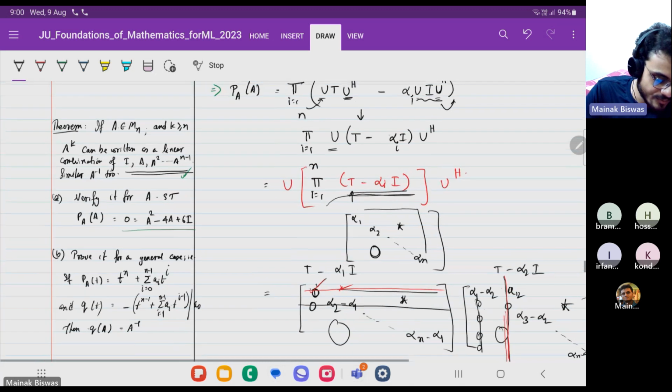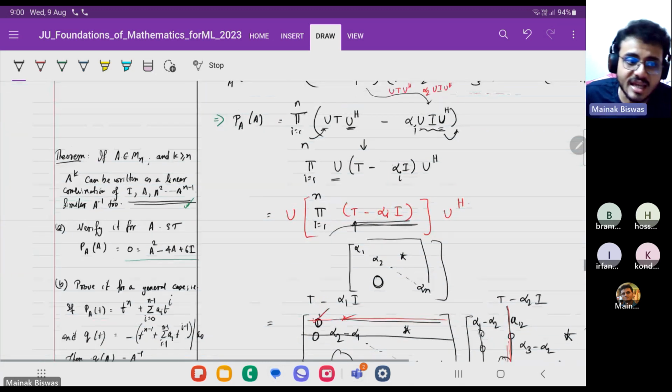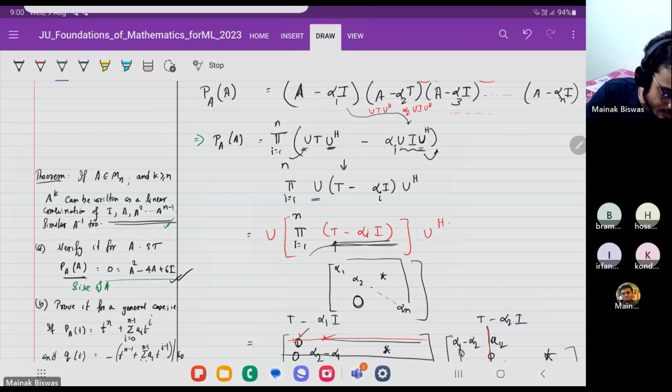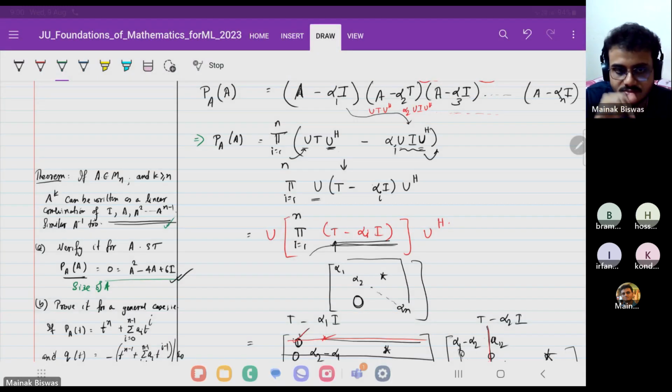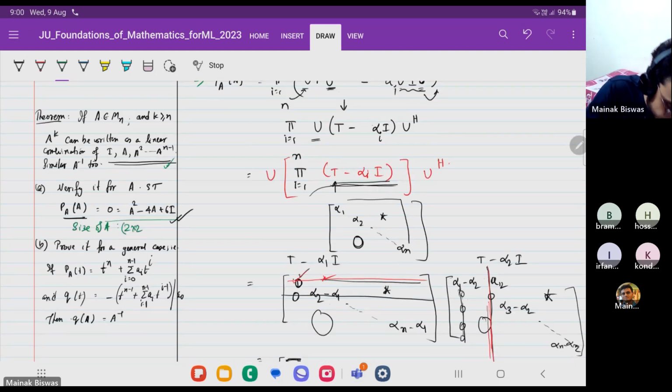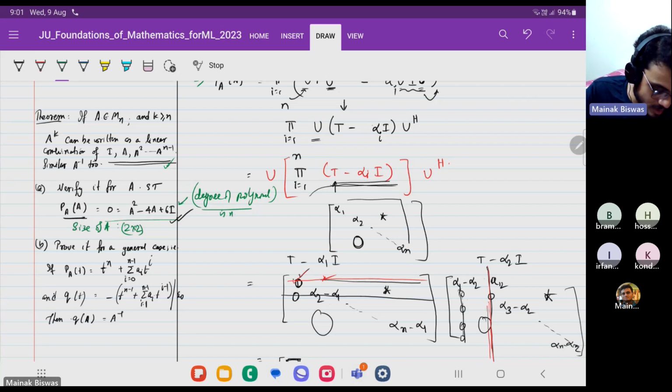So can you say that we can find A inverse from this? Can we find A inverse? So first of all, tell me what is the size of this matrix? Size of A. Any idea? 2 by 2. Why? Because the degree of the polynomial is 2. So that gives me the size of the matrix as we have seen before.